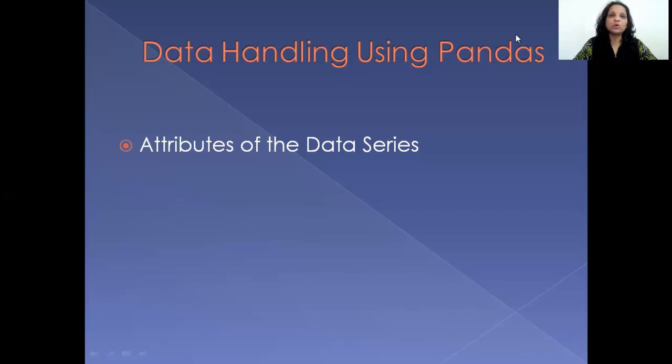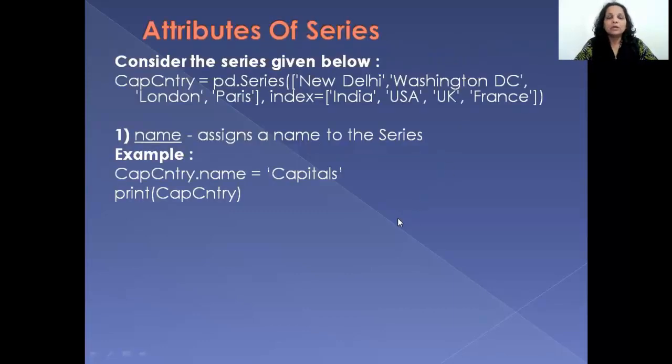In this part of the video, we're going to be concentrating on all the attributes of the data series. So here we're going to be learning almost around 6 attributes of the data series. Okay, let's start. Now, the first attribute of the data series is called name. Now, what does this attribute do? It assigns a name to the data series.